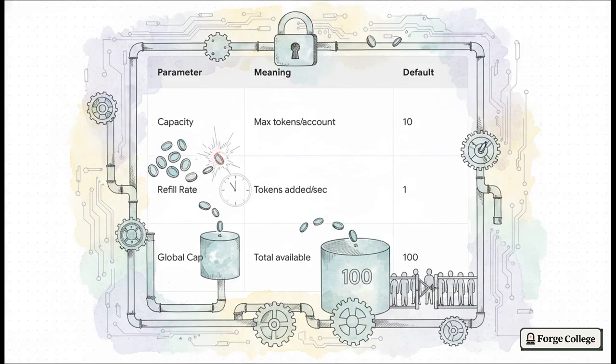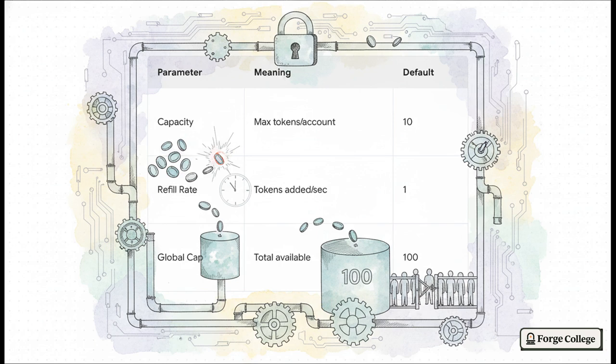First, capacity. This is the maximum burst size per account. We're using 10 for our tests here. Second is the refill rate, which is exactly what it sounds like. Tokens added per second, let's say 1 per second. And third is global capacity, which sets the total aggregate tokens available across everyone. We've set that to 100. The real trick here is perfectly balancing these 3 parameters. You want legitimate users to get their bursts, while the total system throughput stays safely under that global capacity.